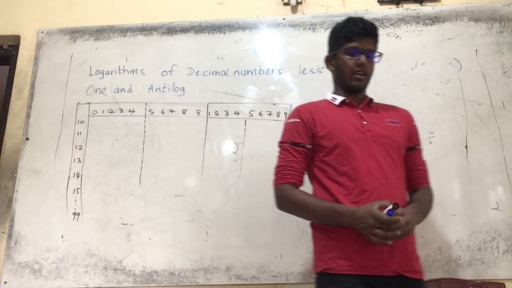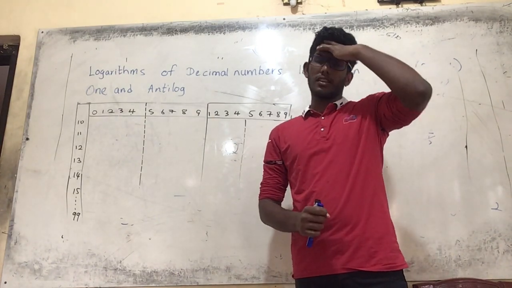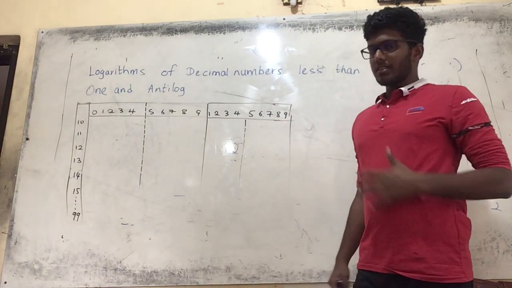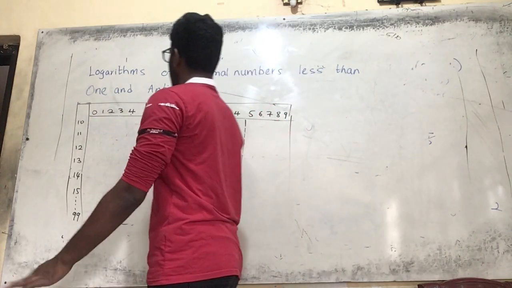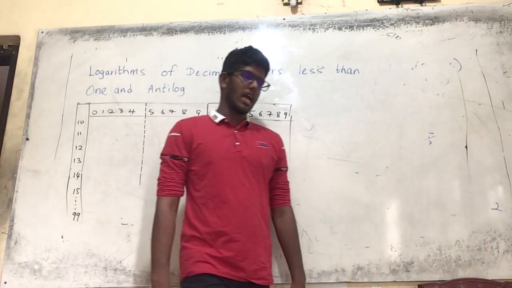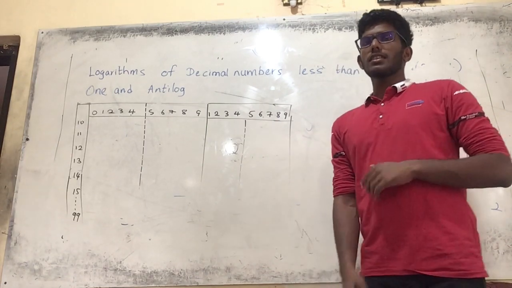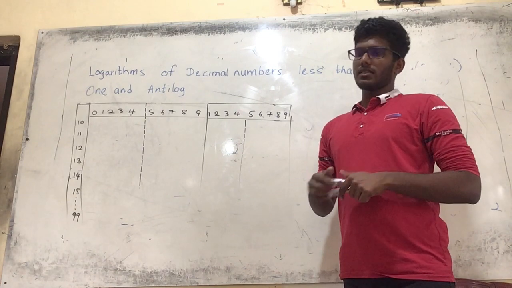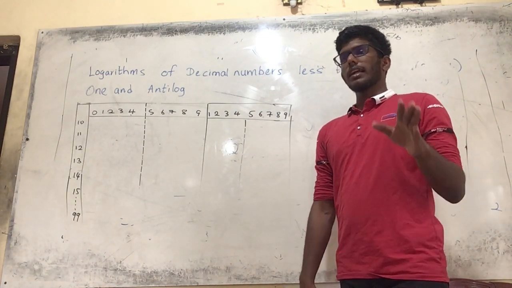Right. Okay. This is the fourth video of the logarithm and indices video series. As you can see, the topic is logarithm of decimal numbers less than 1 and antilog. Actually, I have combined two topics in the textbook into one topic because I am giving all these things in one video, right?